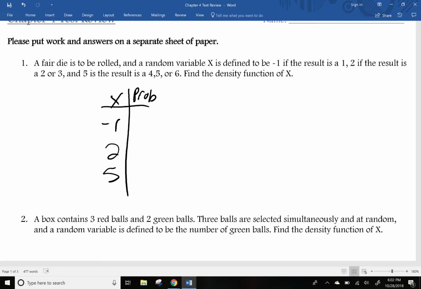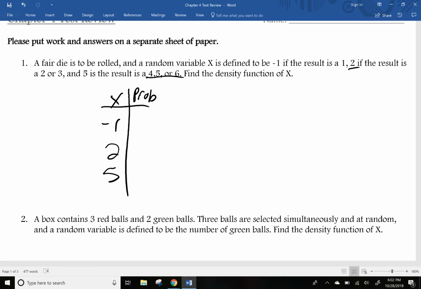Now, since we're rolling a die, and a fair die that is, each outcome is a 1 out of 6 chance. So if -1, my random variable comes when I roll a 1, well, a 1 only shows up 1 out of 6 times, right? There's a 1 in 6 chance I roll a 1. So the probability for -1 would be 1 out of 6. For 2, as a random variable shows up, the result is a 2 or 3. So that's a 2 out of 6 chance, or a 1/3 chance if you want to write that, but that's the probability for 2. And a 5 if the result is a 4, 5, or 6.